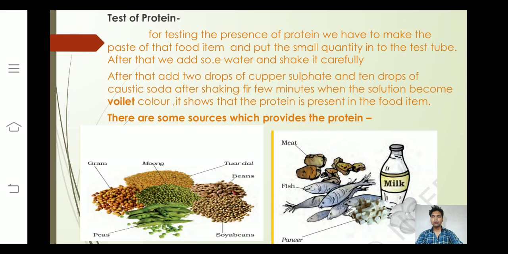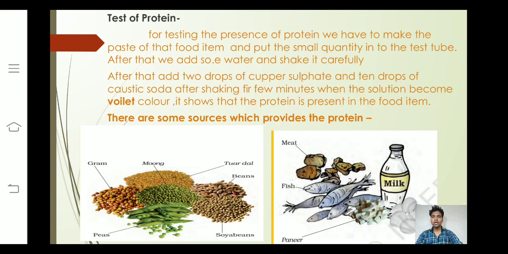After that, we add 2 drops of copper sulfate and 10 drops of caustic soda and shake for a few minutes. And what do we observe? If the solution becomes violet in color, then we can say that protein is available in that food item.